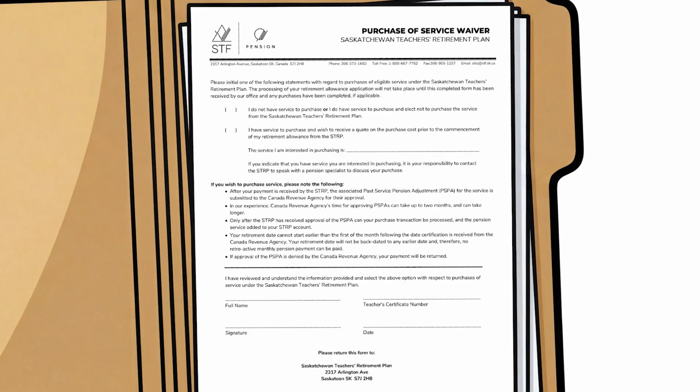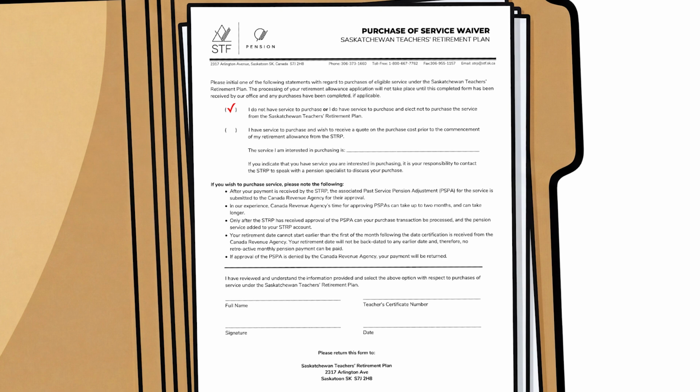The last form is the purchase of service waiver. You may have had leaves throughout your teaching career that are eligible to purchase. These may include parenting leaves, education leaves, sabbatical leaves, or any other kind of leaves, or strike days from May 2011. If you are interested in purchasing these leaves, you must purchase them prior to retirement.